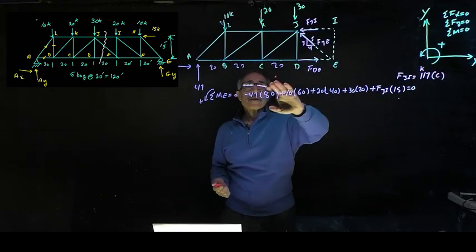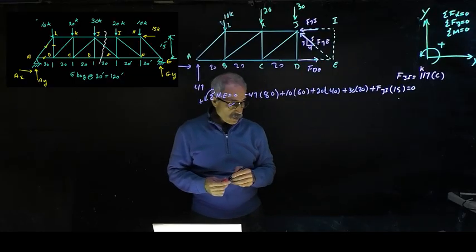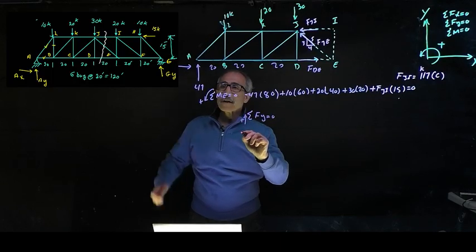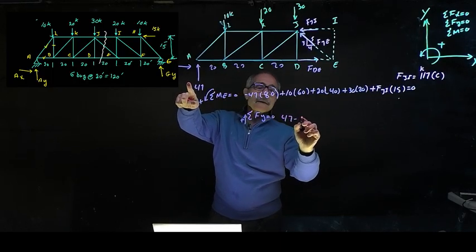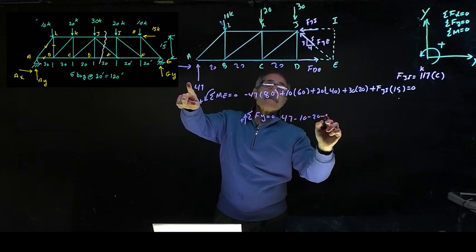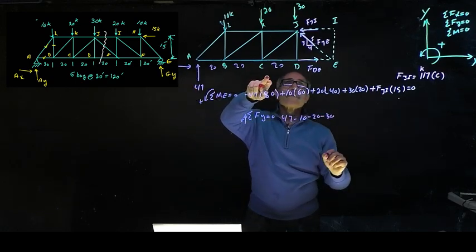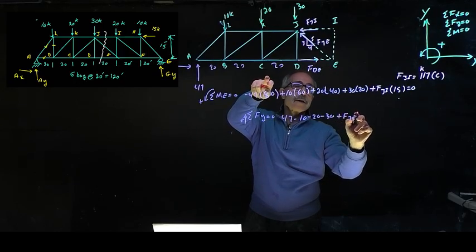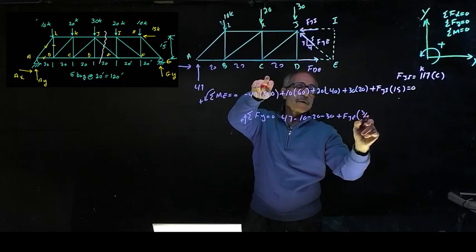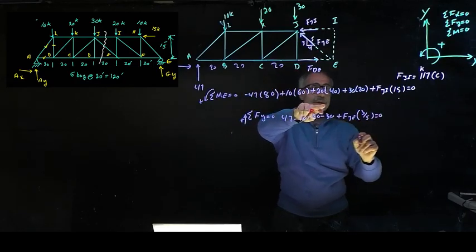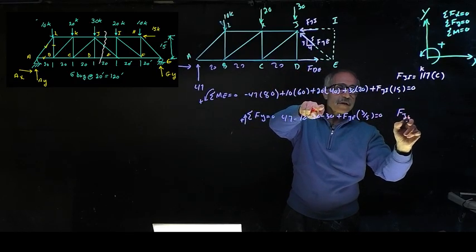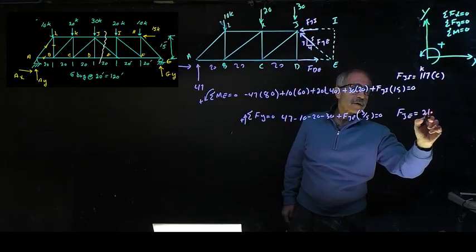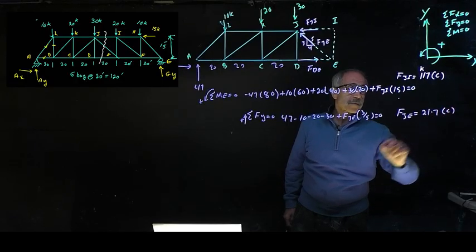Now I can use summation of F of y and summation of F of x to solve the rest of them. Summation of F of y is equal to 0. Going up is positive. I have 47 positive, minus 10, minus 20, minus 30. That's all I've got, plus F of JE, and the vertical component is 3 over 5, equals 0. F of JE comes out to be, let me check my number, 21.7. And it's in compression because it came out positive.